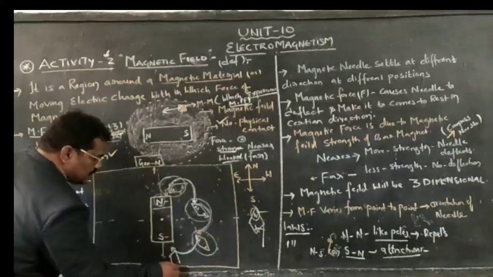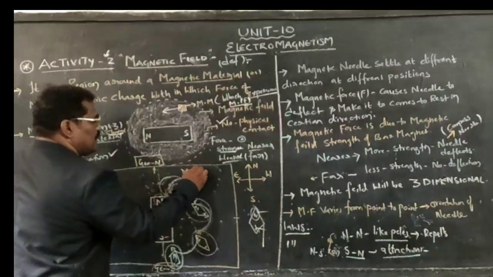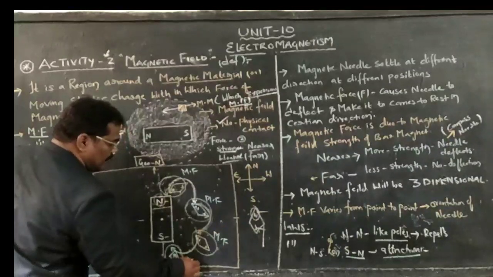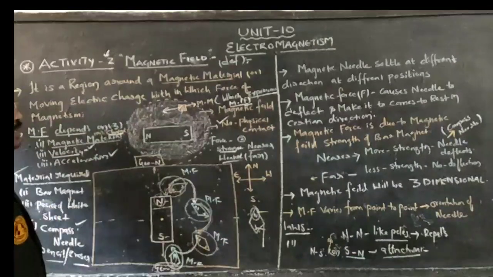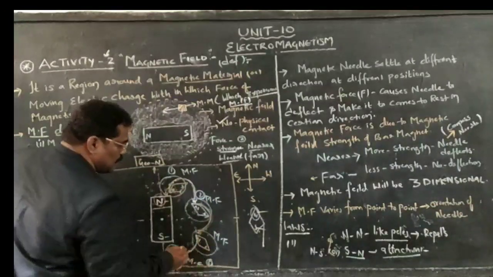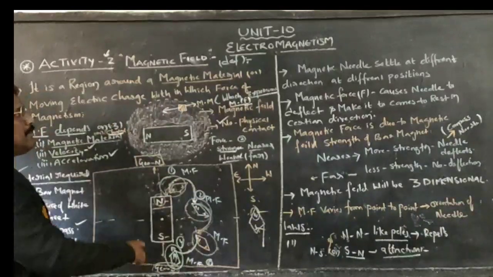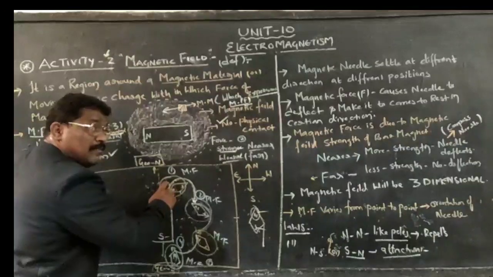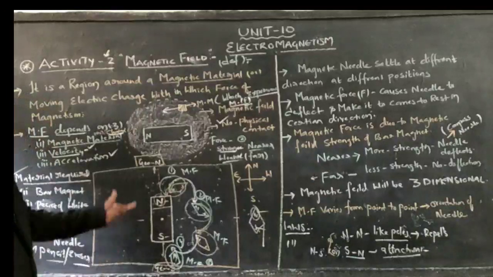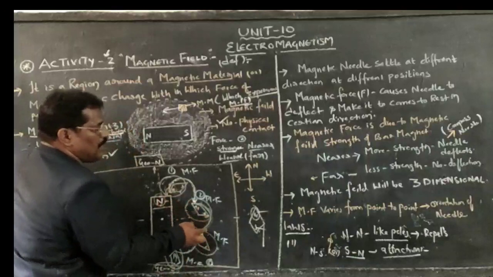If I place a compass at this location also, there will be a region. These are all magnetic field effect regions. This is one point, this is another point, this is another point. From one point to another point, what happens? The magnetic field effect is gradually changing from one point to another. How are we identifying that? By the orientation of the compass needle.